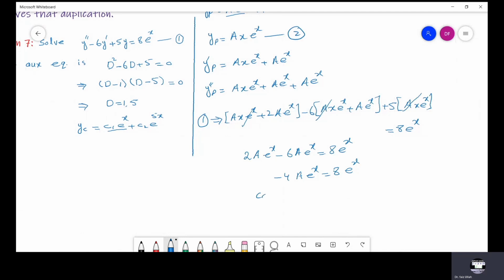Now let us compare the coefficients on both sides. On the left hand side, the coefficient of e power x is minus 4a. On the right hand side, the coefficient of e power x is 8. So from here we get that a is equal to minus 2. So putting this value in 2, we get the particular solution.